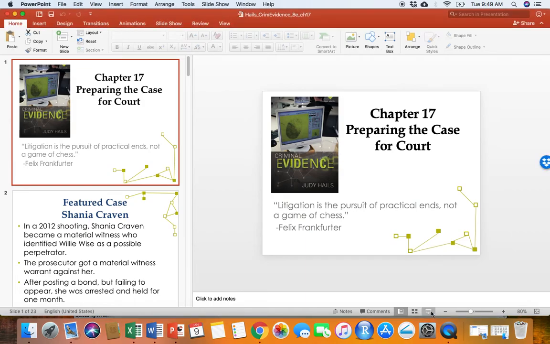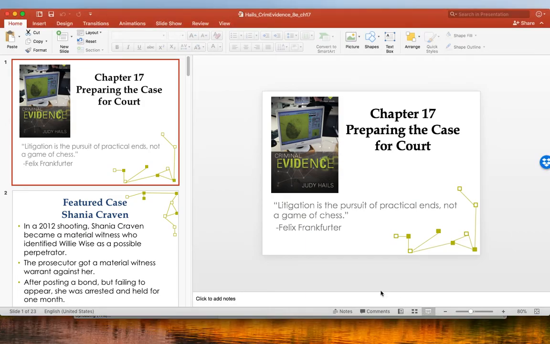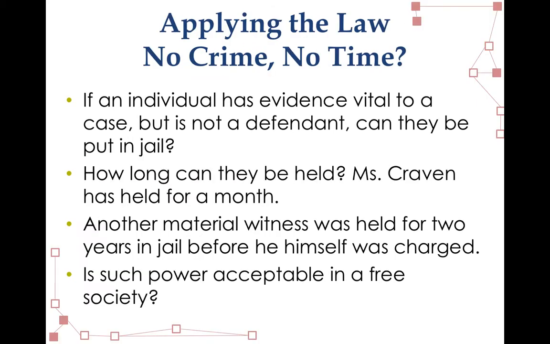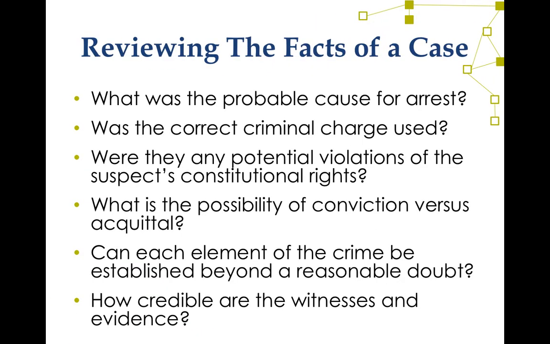Okay, chapter 17 talks about how we're going to prepare our case for court. So first we want to review the facts of the case. What was the probable cause for the arrest? Did the correct criminal charge get filed? Are there any potential violations of constitutional rights? What's the possibility of conviction versus acquittal? Can each element of the crime be established beyond a reasonable doubt? And how credible are the witnesses and evidence?